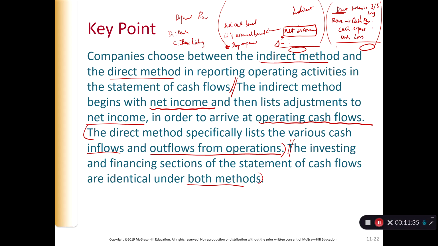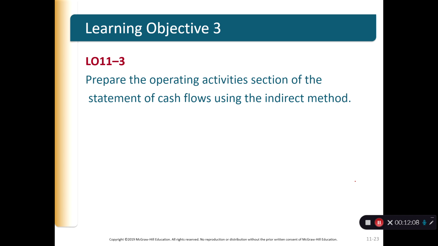You might feel a little bit confused now, but don't worry. You only need to focus on how to use the indirect method. When you're in the intermediate accounting class, we're going to talk in detail about the line by line item differences between the direct and indirect methods. Another takeaway from this is that the financing activity and investing activity under both methods look exactly the same. So let's further prepare the operating activity.